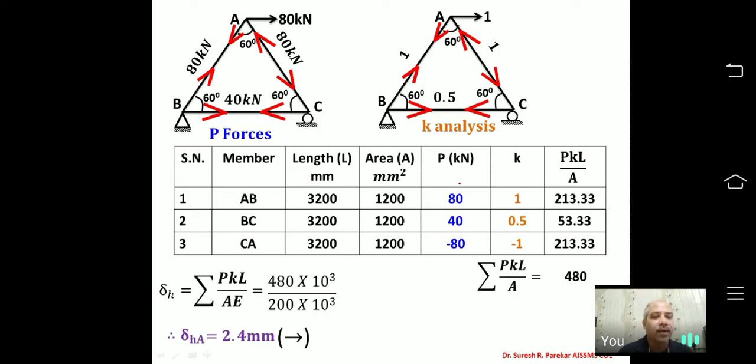Now PKL, we have taken 480 into 10 raised to 3, because in PKL upon A, the unit of P is kilonewton, K has no unit, L is in millimeter, and below we have millimeter square. So PKL upon A is kilonewton per millimeter, and the E value is in Newton per millimeter square. So I have to make it Newton per millimeter, and therefore we have multiplied it by 10 raised to 3. And we have this value as 2.4 millimeters.